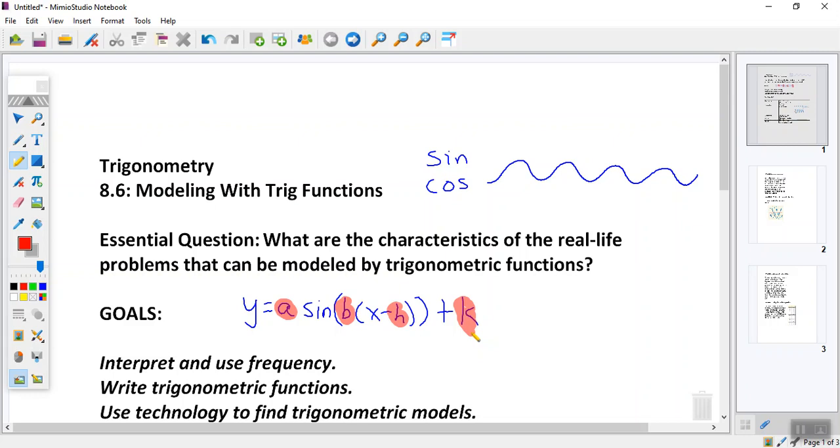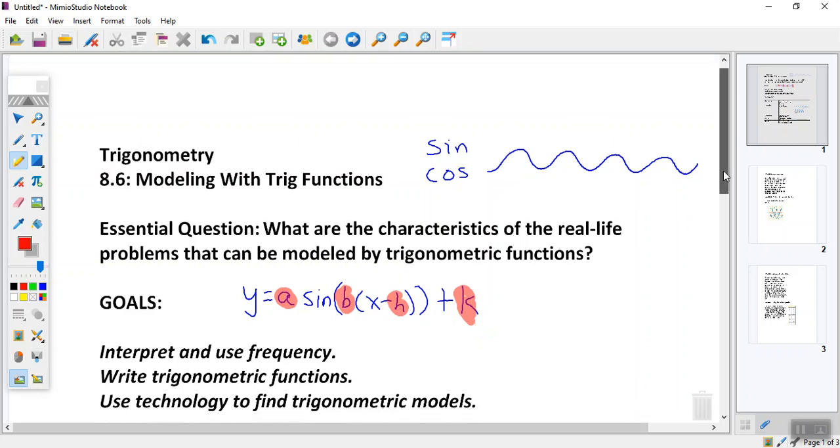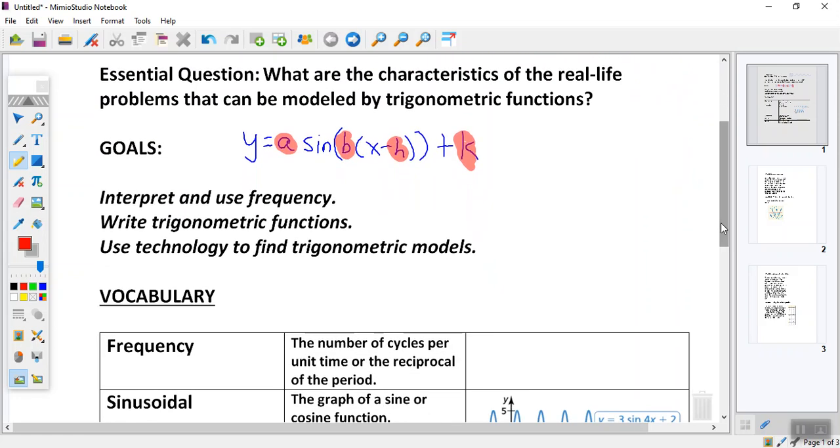Our whole job today is to figure out if you're using sine or cosine, and then find values for a, b, h, and k. So what are our jobs today? Something new: we're going to have to interpret and use what's known as frequency. This is going to be new for you today. We're going to write a trig function like this up here, filling in values for a, b, h, and k. And when we say use technology, you know you're using Desmos. It will be Desmos to fill that in, and I'll show you how that works today.